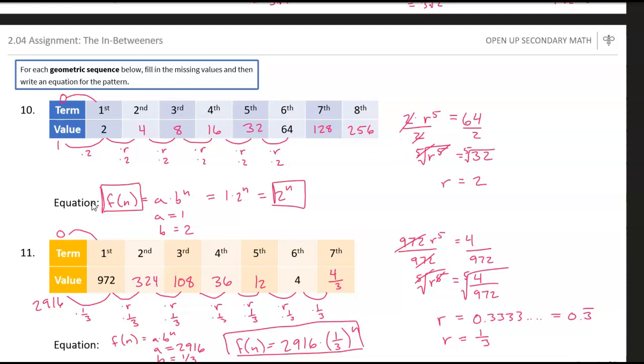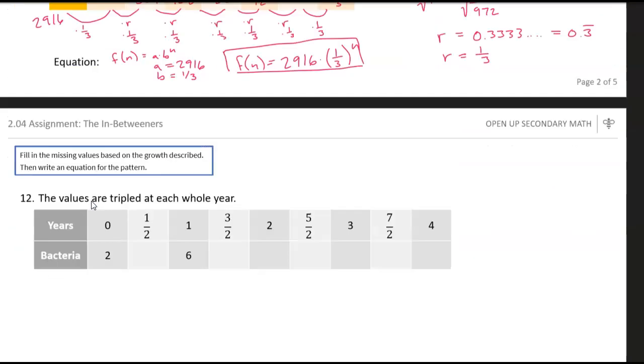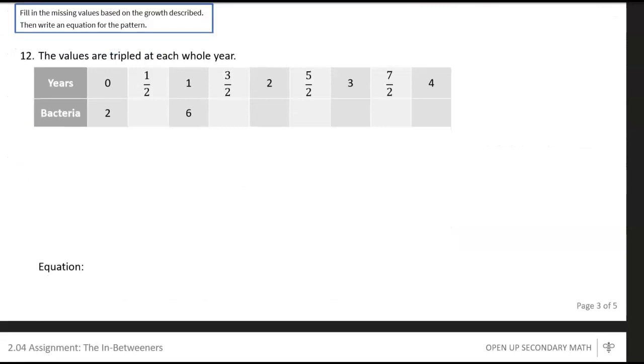Let's go on to the next page. So number 12 says, fill in the missing values based on the growth described, then write an equation for the pattern. And number 12, it says the values are tripled at each whole year.